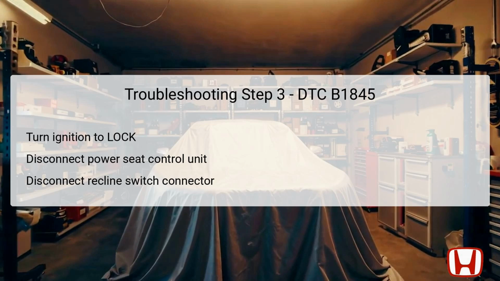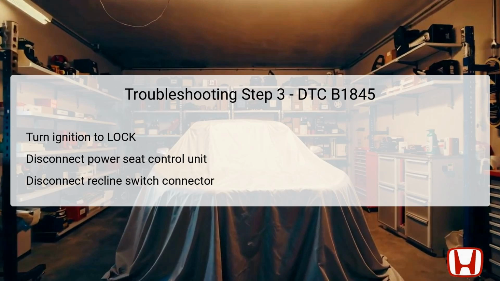In this step, the ignition switch is turned to the lock position to ensure the vehicle is powered off before any connections are made or broken. Next, it is necessary to disconnect the power seat control unit connector B, which has a 40-pin configuration, known as 40P. This connector is crucial as it interfaces with the power seat control unit, being responsible for managing the electrical signals sent from the Recline switch.